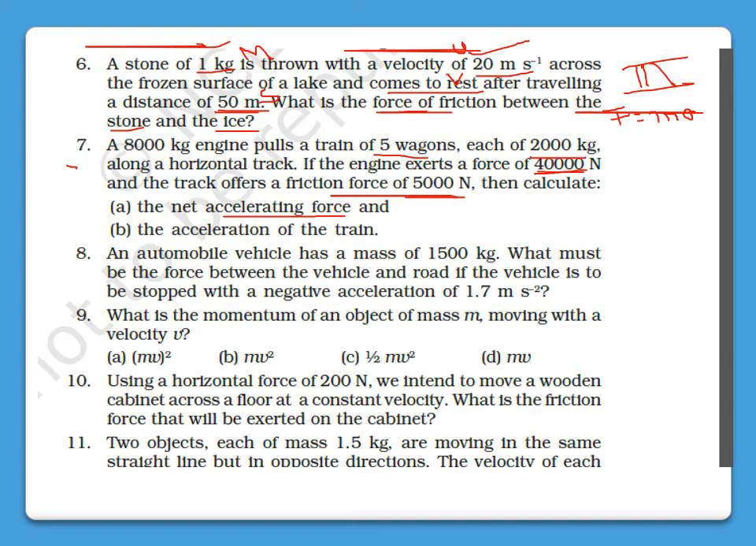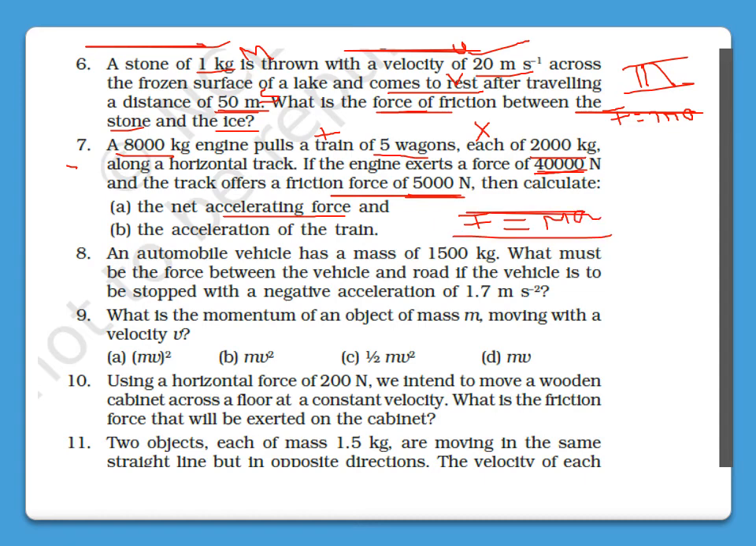Number 2. The acceleration of the train. The acceleration of the train means a you are supposed to find. So F is equal to ma. Mass is given as 8,000 and a you have to find out. Mass will be 8,000 of the engine plus the 5 wagons also. 2,000 into 5 plus 8,000. This is the total mass, of the 5 wagons and the engine. You have mass, you have F, and you need to find a. So second, you use F is equal to ma.